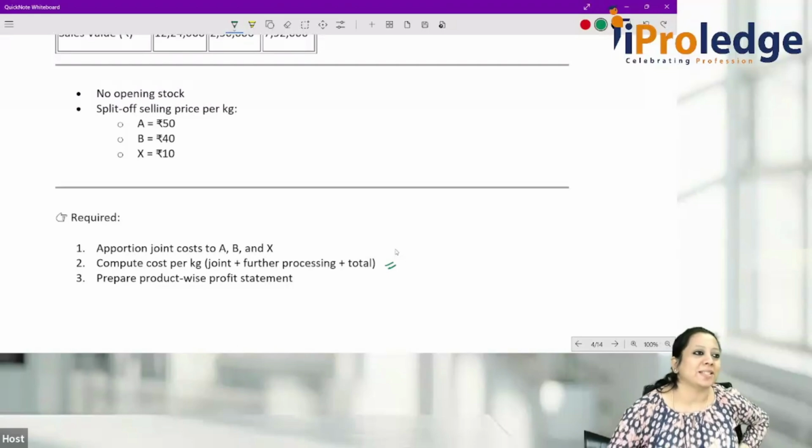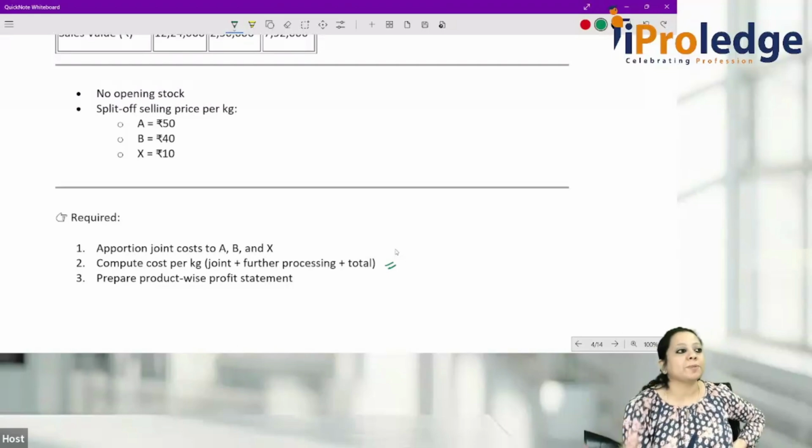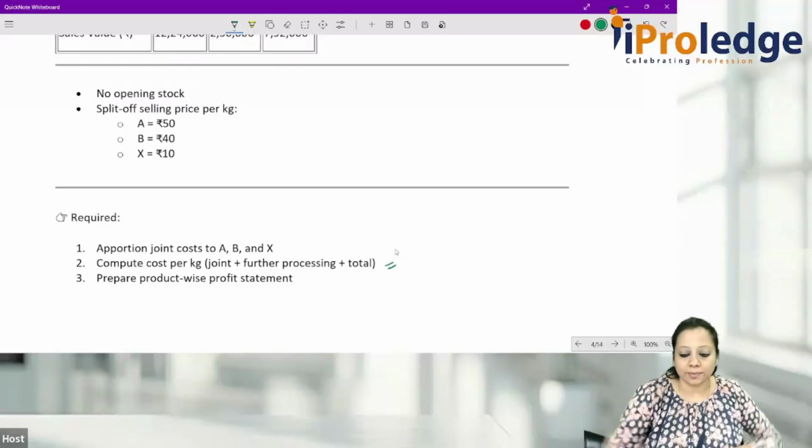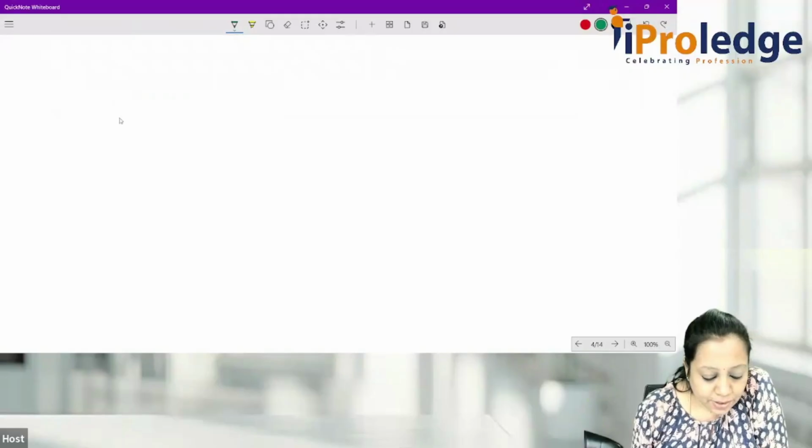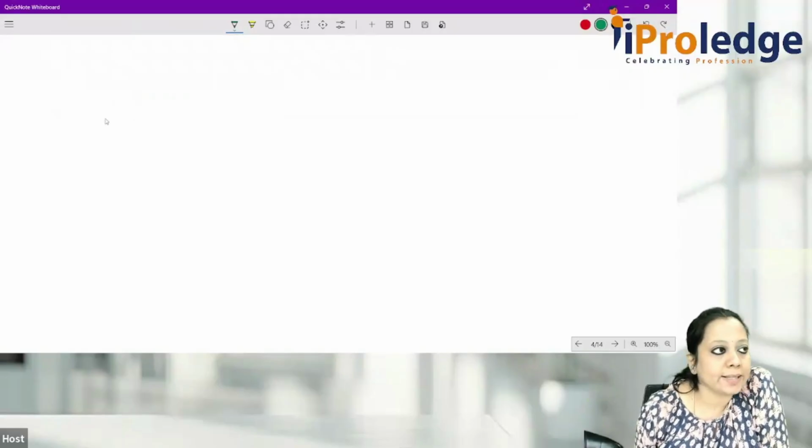Prepare product-wise profit statement. It's a slightly simple side only, but it covers all the concepts. That is why I have chosen this as a starting. Okay. So now first let's draw the diagram. So it's department 2 and 3 only, no change in that.